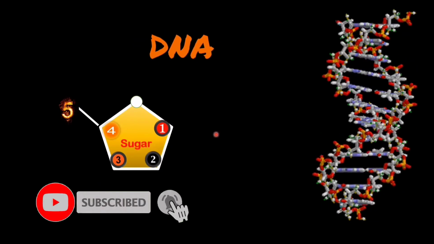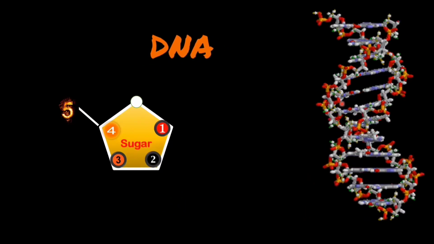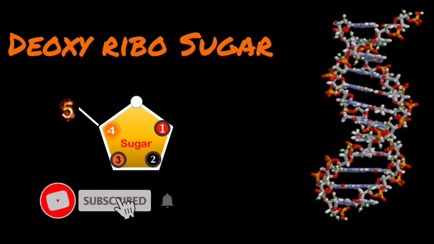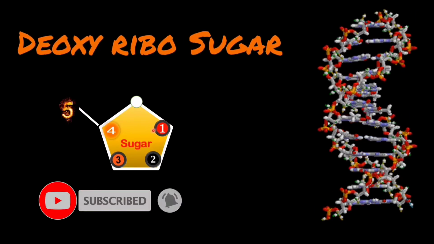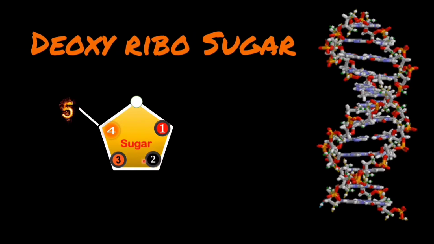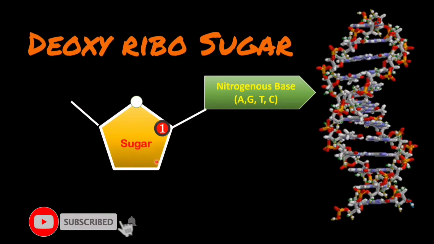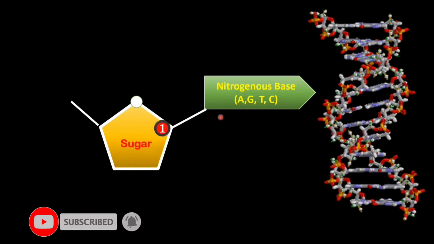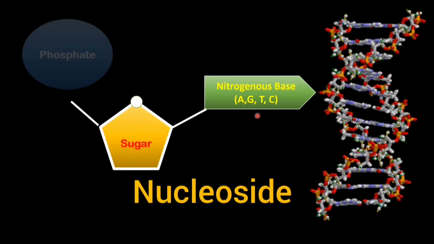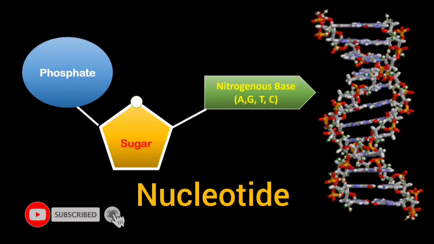DNA is otherwise called deoxyribonucleic acid. If you look at the ribose sugar, you can see 5 carbon atoms because it is a pentose sugar. In the second carbon atom, the hydroxyl group is replaced by a hydrogen. When a nitrogenous base is attached to the ribose sugar, it forms a nucleoside. When the phosphate group is attached to the nucleoside, it forms a nucleotide.